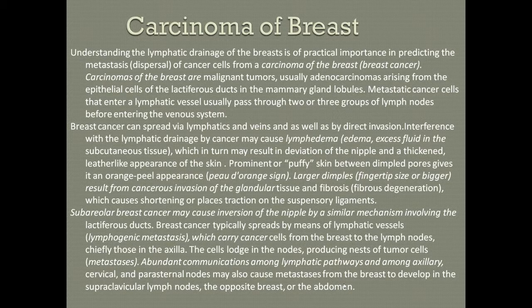Breast cancer typically spreads by means of lymphatic vessels, which carry cancer cells from the breast to the lymph nodes, chiefly those in the axilla. The cells lodge in the nodes, producing nests of tumor cells. Abundant communication among lymphatic pathways and among axillary, cervical, and parasternal nodes may also cause metastasis from the breast to develop in the supraclavicular lymph nodes, the opposite breast, or the abdomen.